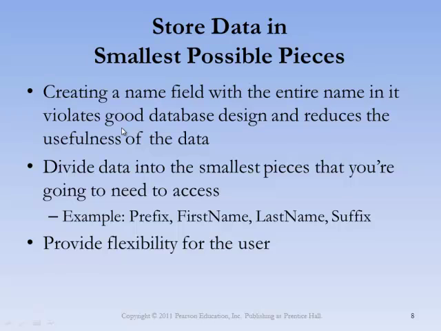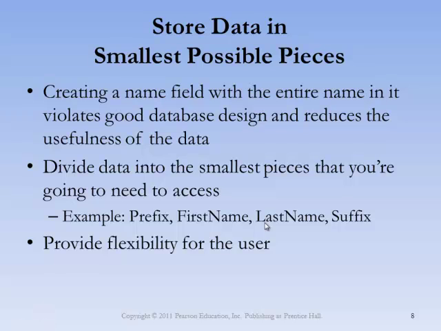Okay, here's the store data in smallest possible pieces. All they're really talking about here is creating a field name, and try to have a field name that's very descriptive of the data that you're going to store, then divide it into smallest pieces. For instance, here's a good example. You're going to store your customer's name. Don't just have a field called name. You will want to break that apart into first name, last name, possibly an initial or a prefix, whatever would be appropriate. But don't just save it in one field called name.